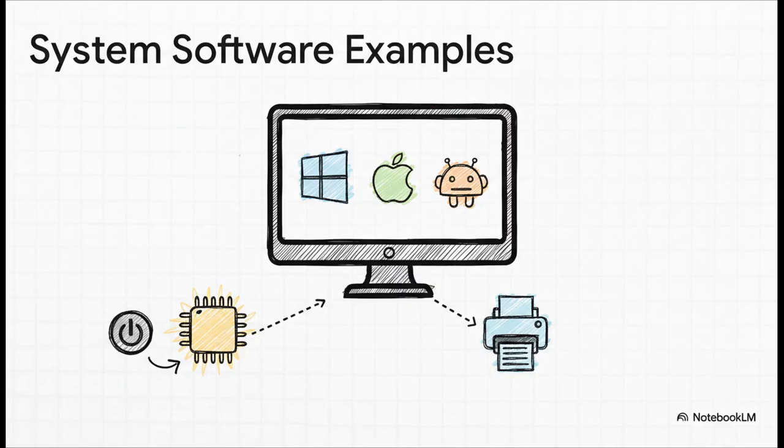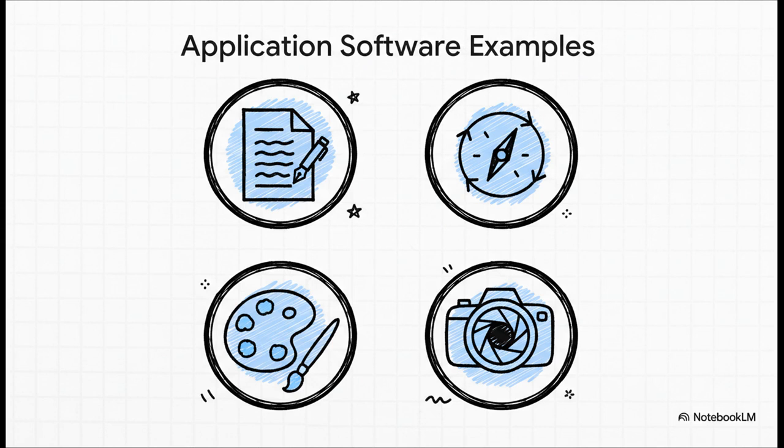So here are some examples of that manager software. The big one, of course, is your operating system: Windows, iOS, Android. Then you've got things called device drivers, which are these little bits of software that let your computer talk to your printer or your speakers. And then there's firmware, like the BIOS, which is the very first thing that wakes up your computer when you hit the power button. And these are the tools you're probably way more familiar with. You know, word processors for writing, web browsers for getting online, and multimedia software for all your creative work. These are the applications that sit right on top of the system software and let you actually do stuff.